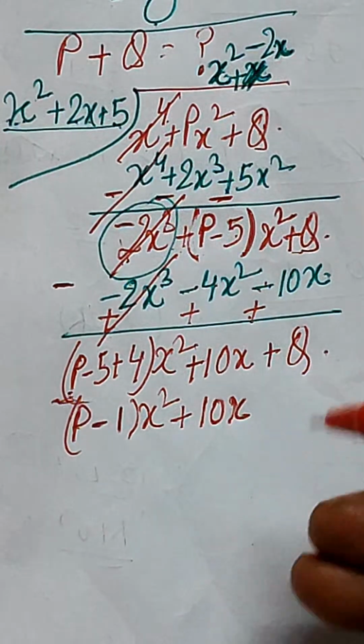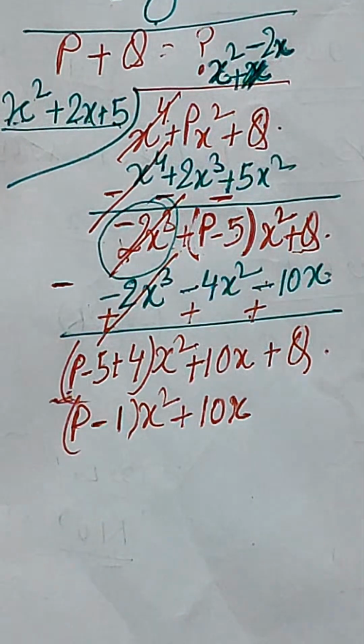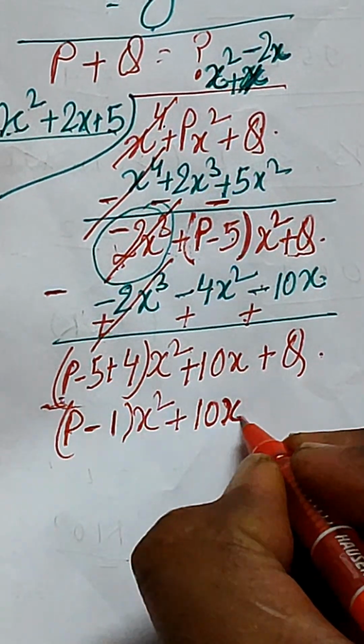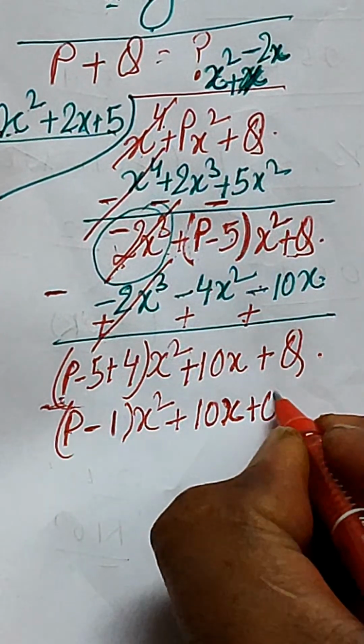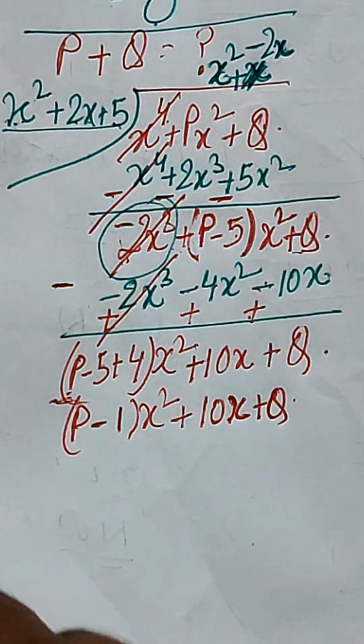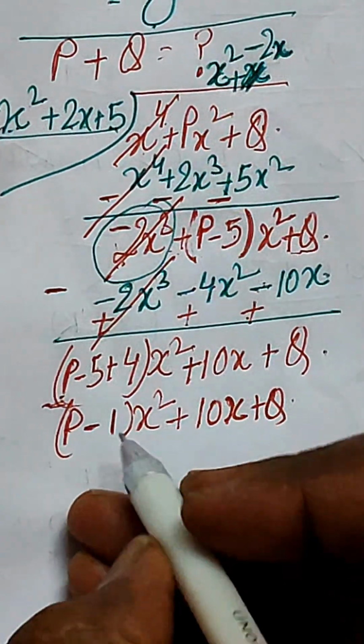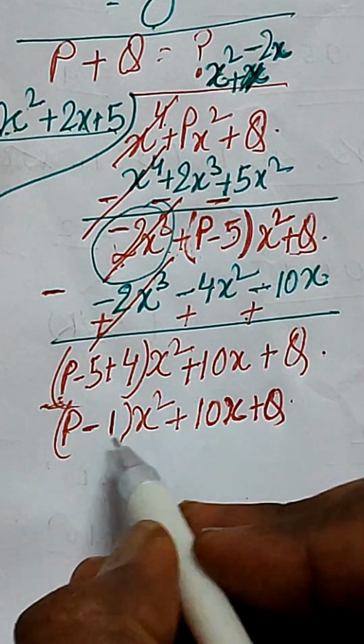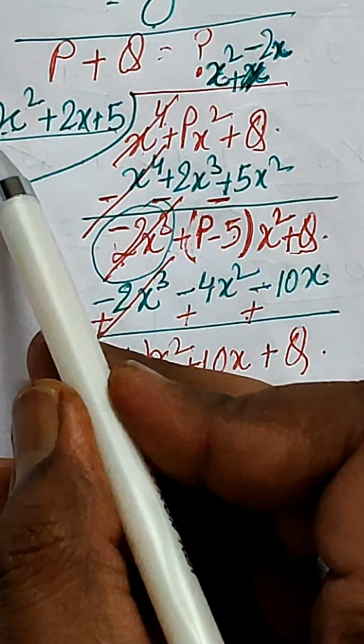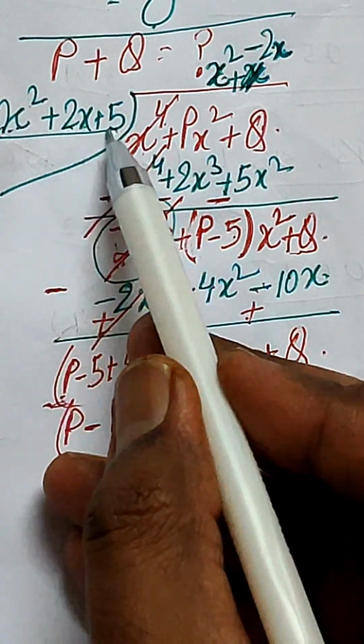This pen is creating some problem, but don't worry, we are able to finish it. I am using two colors so that you can easily understand each step. So now this is the divisor, x square plus 2x plus 5.